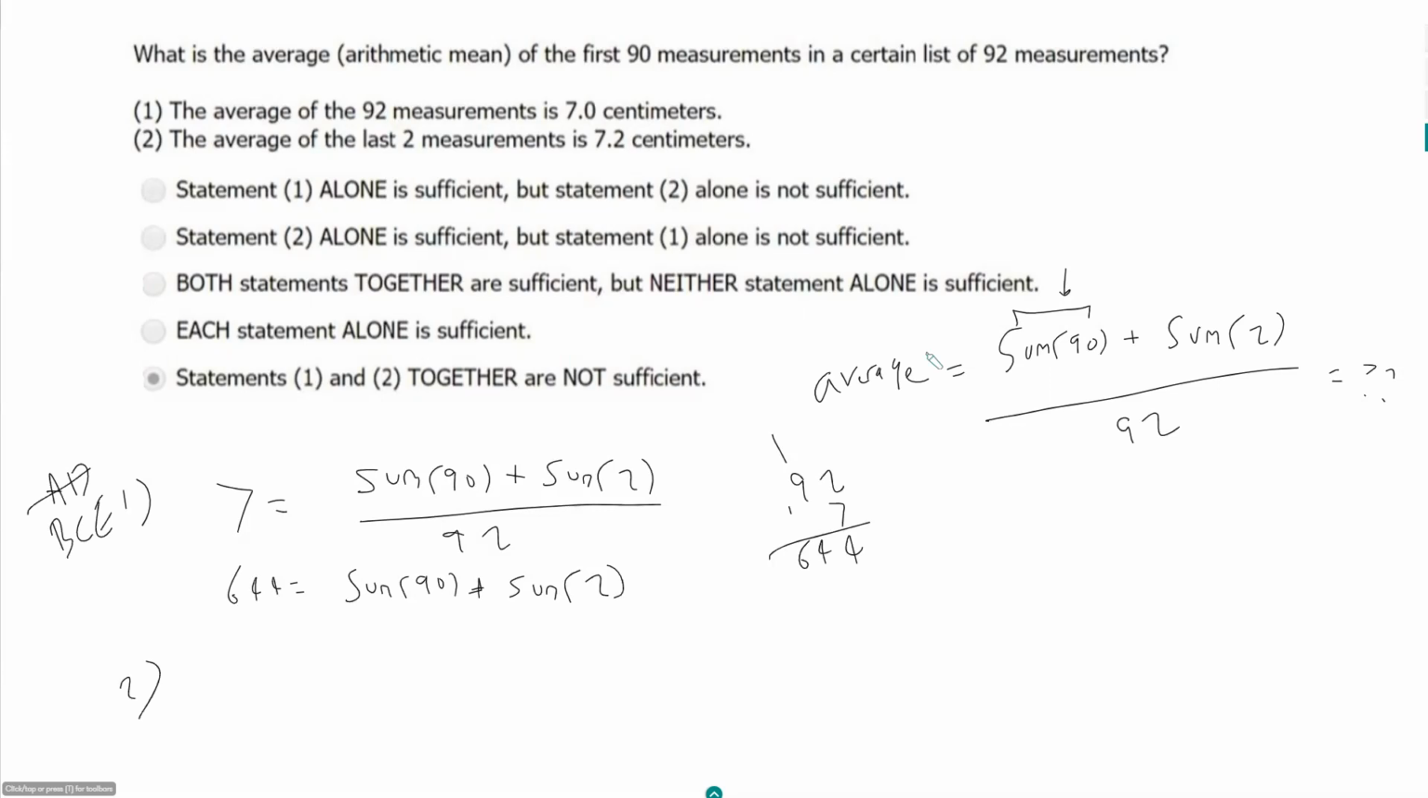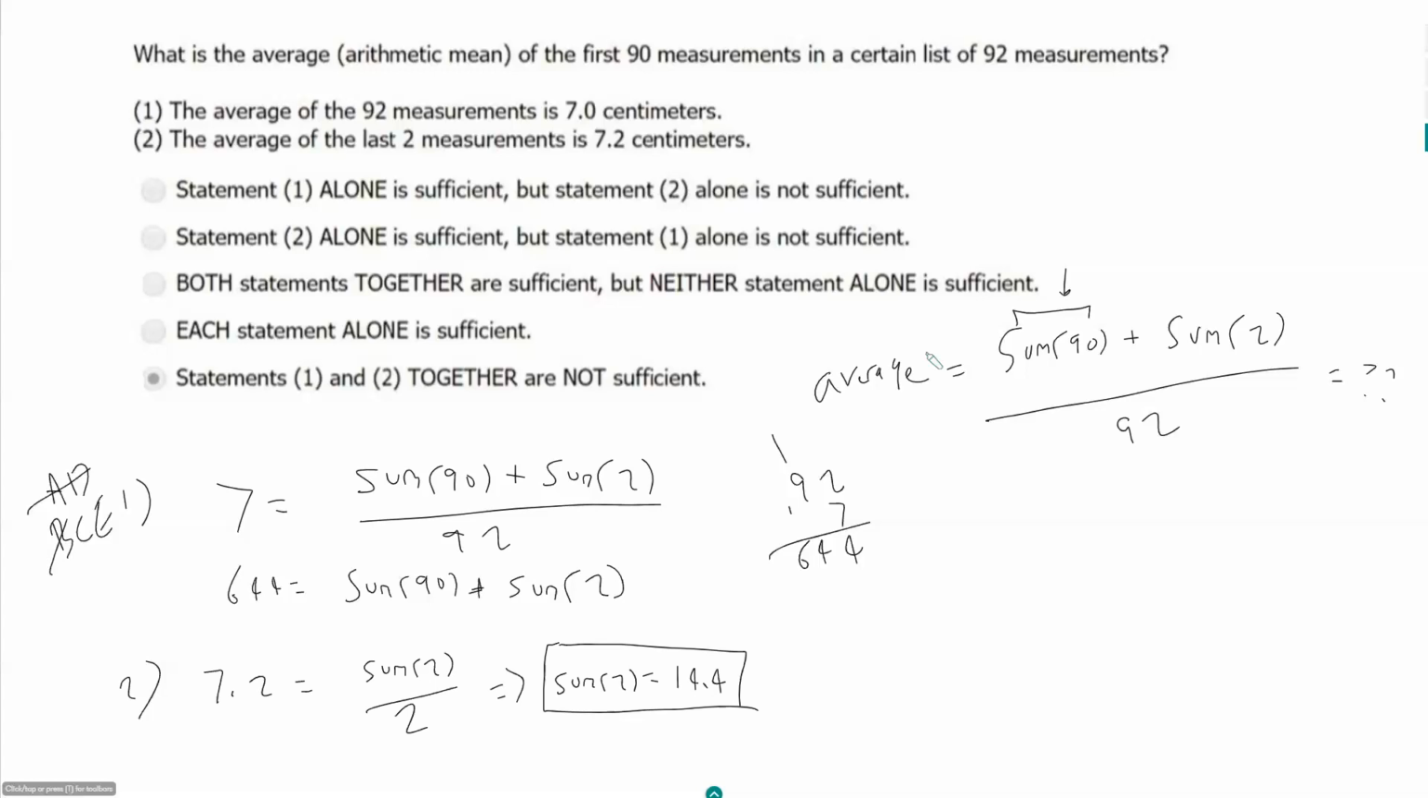So that means 7.2 is equal to the sum of our last 2 measurements over 2. And so the sum of our last 2 measurements is equal to 14.4. Okay, but by itself, we would still need to know the sum of our first 90 measurements in order to answer our question. So this is still insufficient.